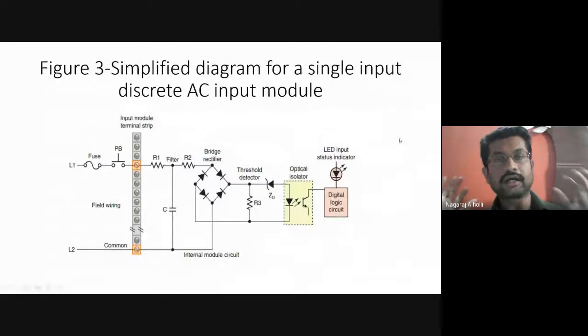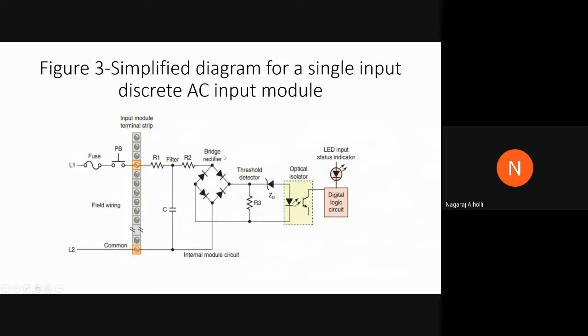Next is a simplified diagram of a single input discrete AC input module. We have a fuse and push button, then connected to the module strip. Then this is a filter arrangement, which eliminates the noise signals present in the input signal. The bridge rectifier converts AC to DC. The Zener diode detects the level, it measures the voltage. In this optical isolator, electrical energy is converted to light energy, which falls on this phototransistor, which converts the light energy back into electrical energy, and based on this, the LED is in on state or off state. It's simple. This is how this figure functions.